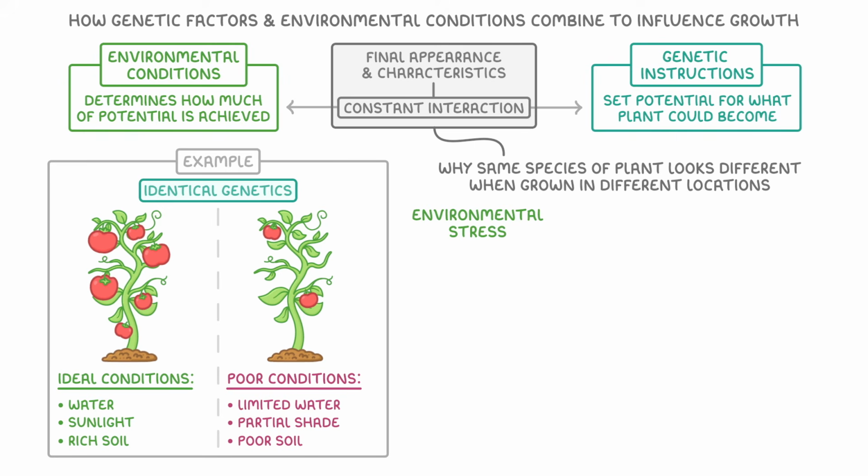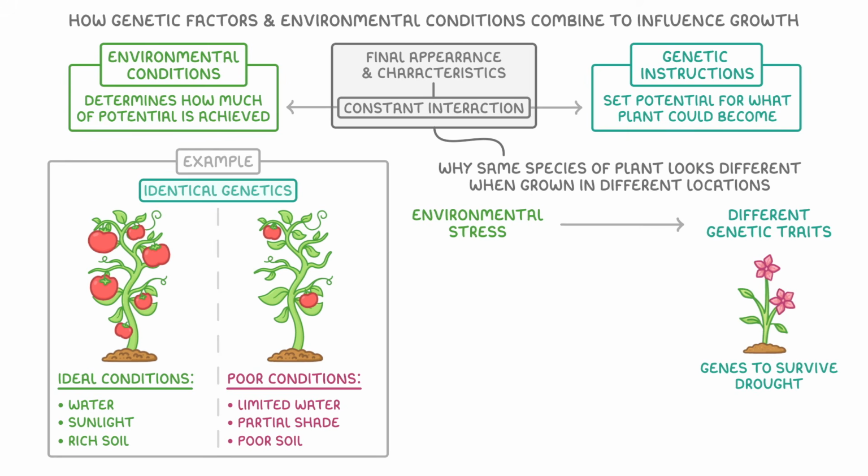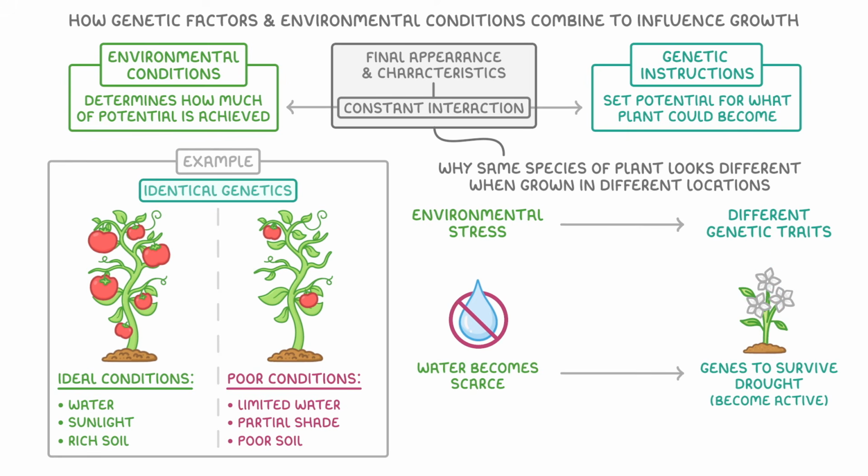Environmental stress can also trigger plants to express different genetic traits. For instance, some plants have genes that help them survive droughts, but these genes only become active when water becomes scarce.